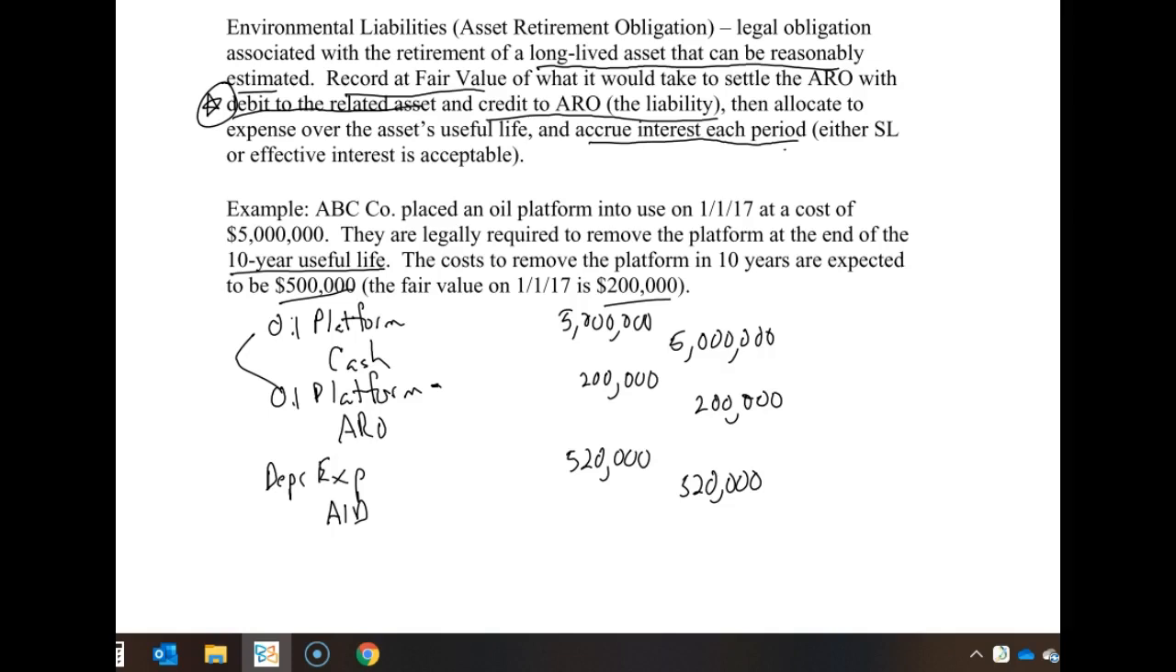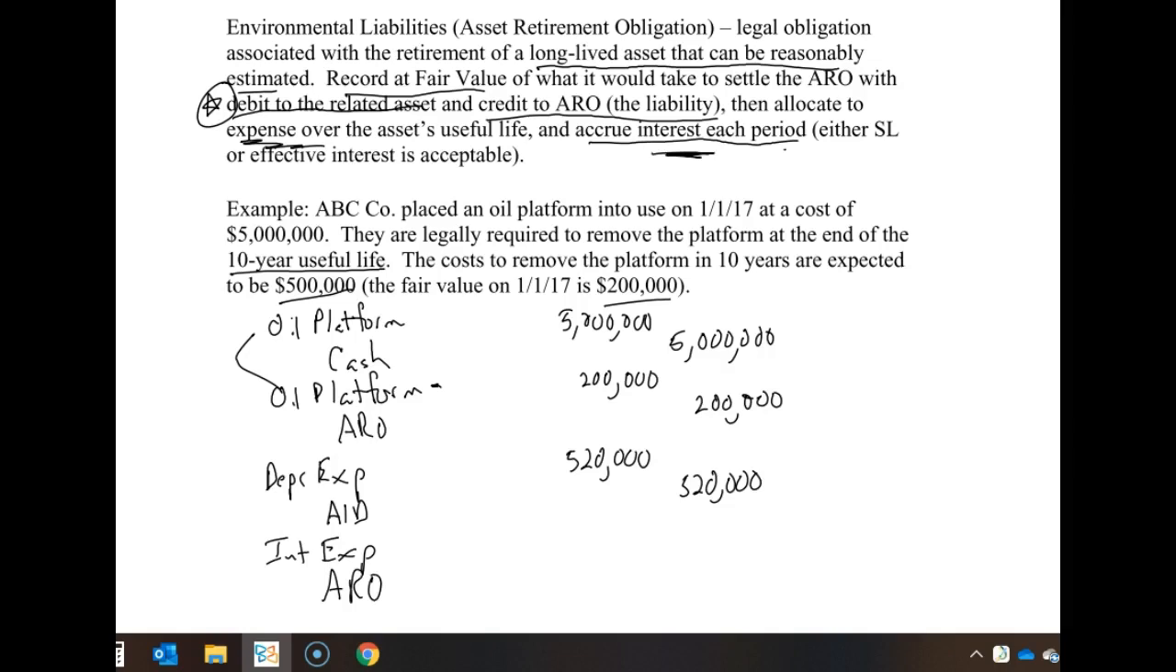All right, and the next part. If you look back up here, we've done this debit to the related asset and credit to the liability, and then we've allocated the expense over the asset's useful life. That's the depreciation. So all that we have left is this part to accrue the interest. Each period, and notice it says straight line or effective interest, and I didn't outline it here, so we're not even going to put numbers to it. But your entry is debit interest expense and credit the ARO.